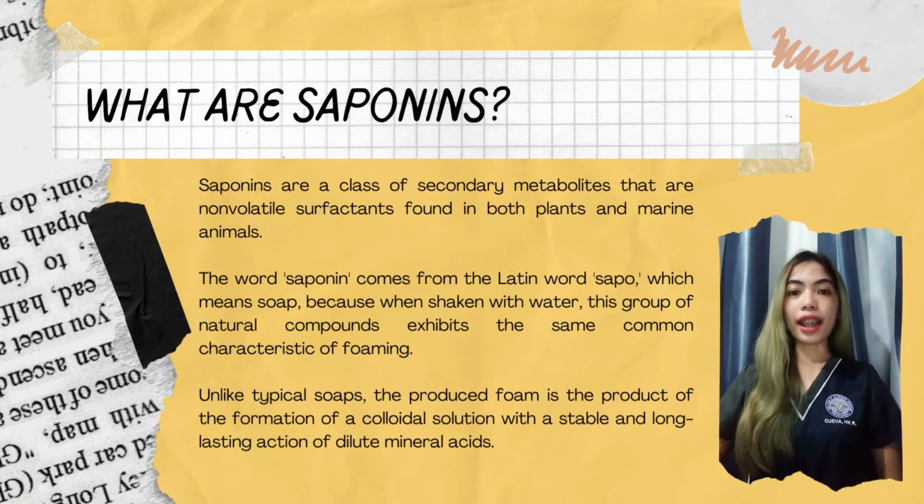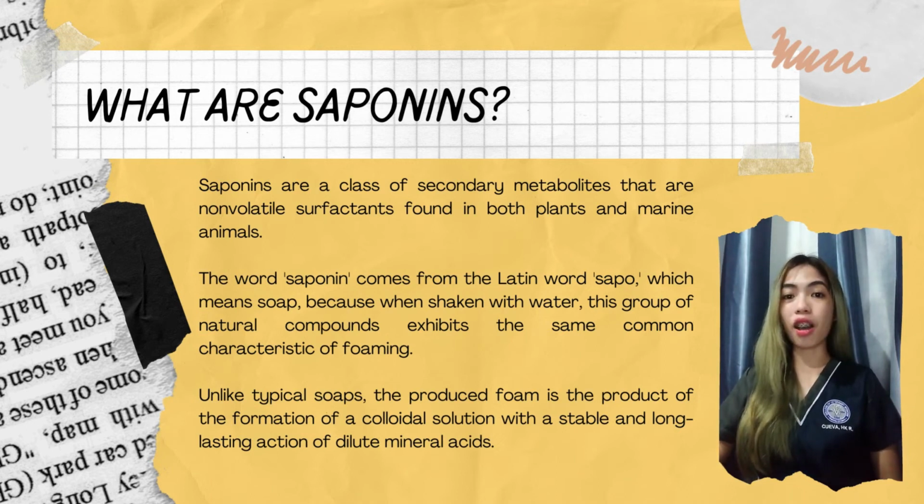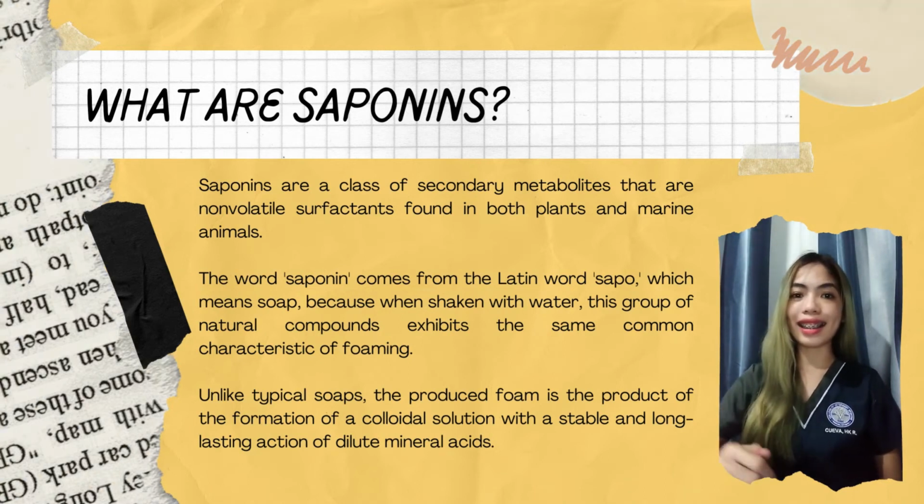Saponins are a class of secondary metabolites that are non-volatile surfactants found in both plants and marine animals. The word saponin comes from the Latin word sapo, which means soap, because when shaken with water, this group of natural compounds exhibits the same common characteristic of foaming. Unlike typical soaps, the produced foam is the product of the formation of a colloidal solution with a stable and long-lasting action of dilute mineral acids.